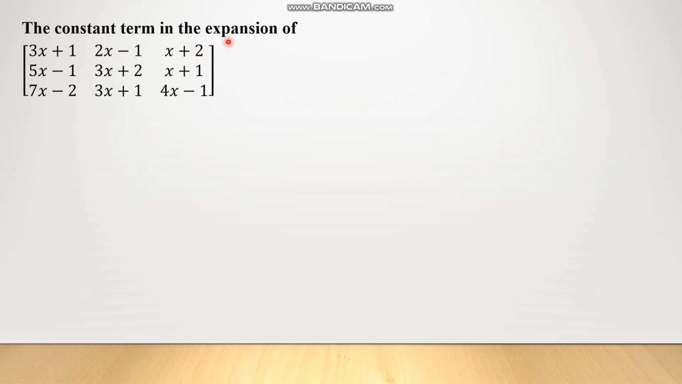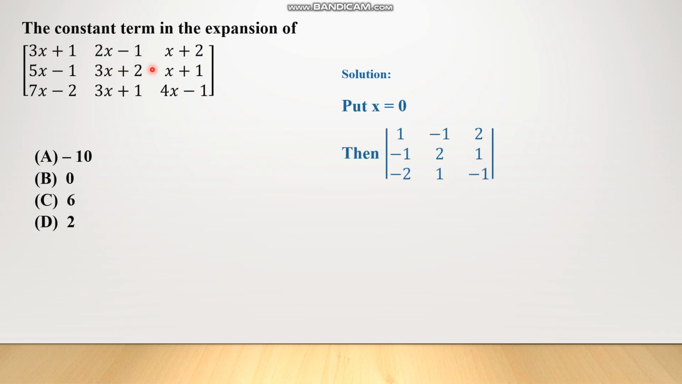The constant term in the expansion of the determinant. Now observe this determinant. If you want to expand it, as usual, it will be a long process. But when it comes to competitive exams, there is an easy method. What we do is, we just put x is equal to 0. When you put x is equal to 0, the remaining values will be in the determinant. There: 1 minus 1 2, minus 1 2 1 and minus 2 1 1, and when you expand it, you know how to expand it, you get the answer as 6.